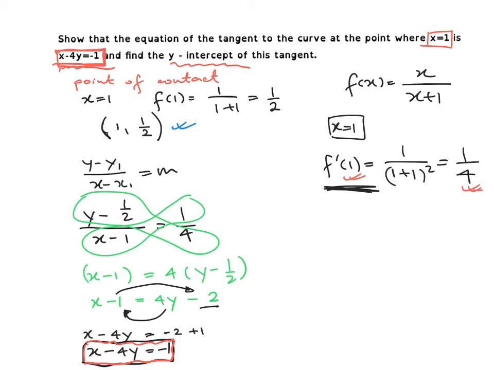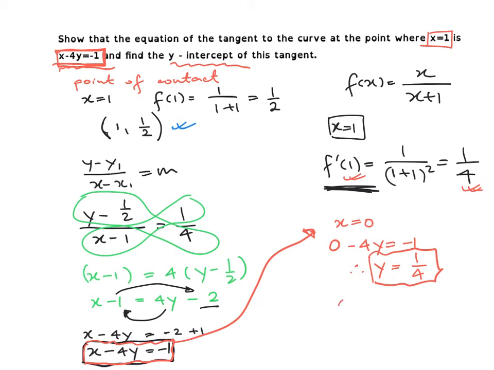Now, the next thing we're going to do is find the y-intercept of this tangent. How do we find the y-intercept? When x is equal to 0, instead of x we're going to have 0. So 0 take away 4y equal to negative 1. Therefore, divide everything by negative 4. It's going to give us y is equal to 1/4. So the y-intercept is (0, 1/4). Beautiful. Done.